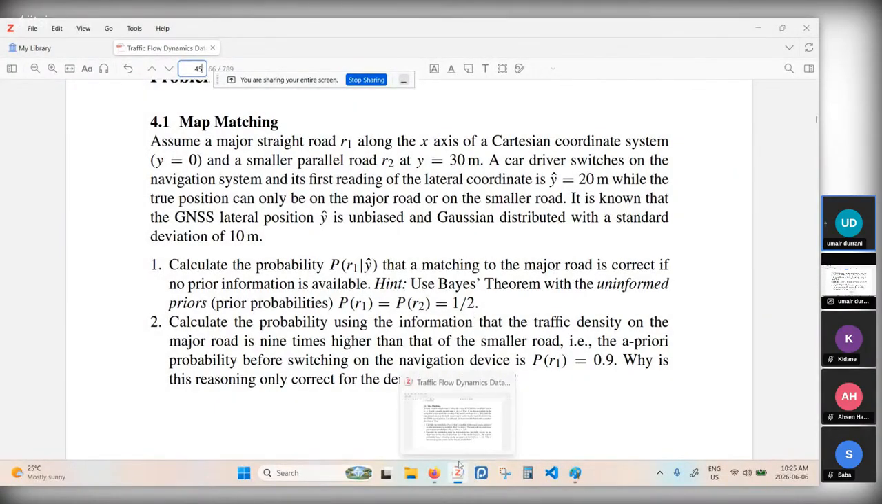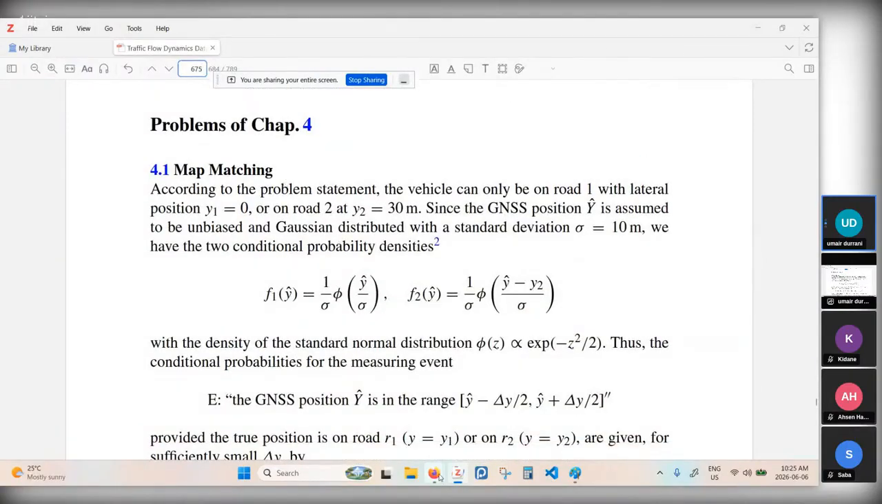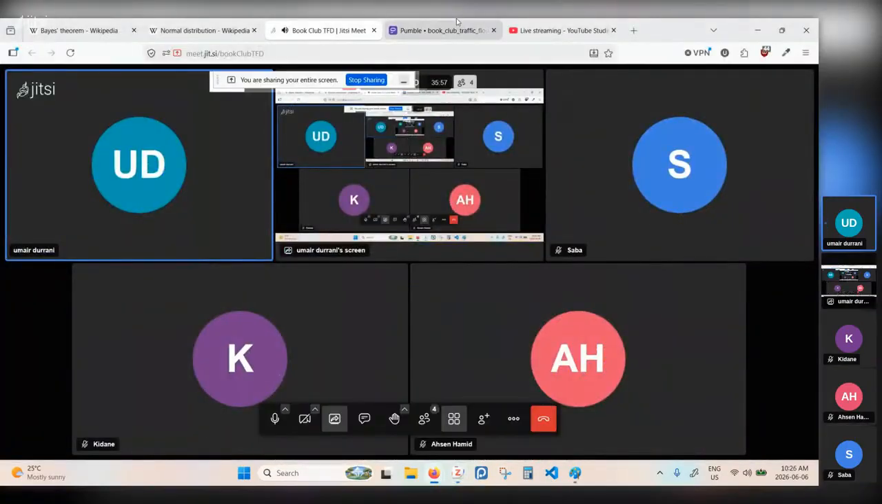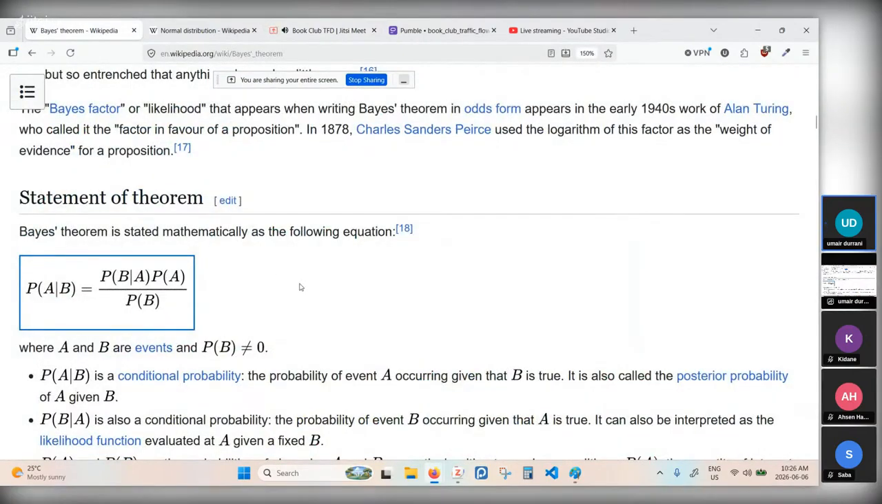Okay, so then we need to look at the solution that is given to us, and we also need to look at Bayes' theorem. So let's actually go to the solution, which is on page 675, and we are also going to look at the Bayes theorem. So the Bayes theorem is here. We have two events, event A and event B, and the probability of A given B is given by this Bayes theorem formula.